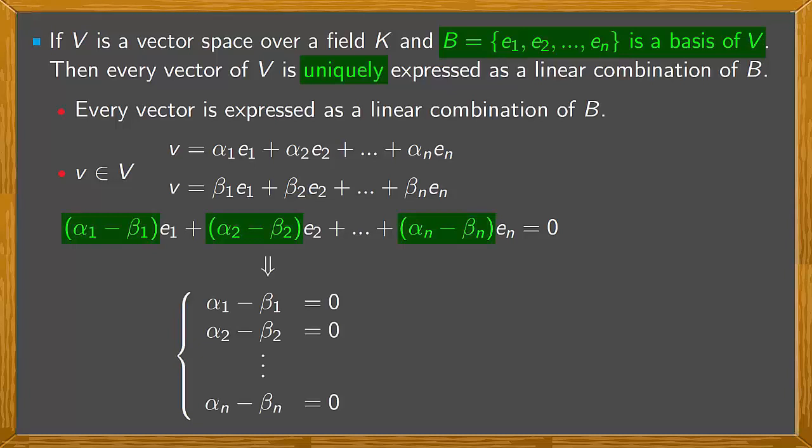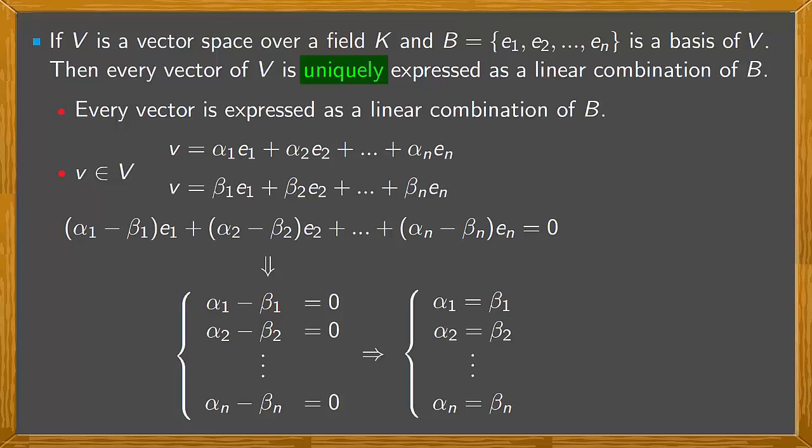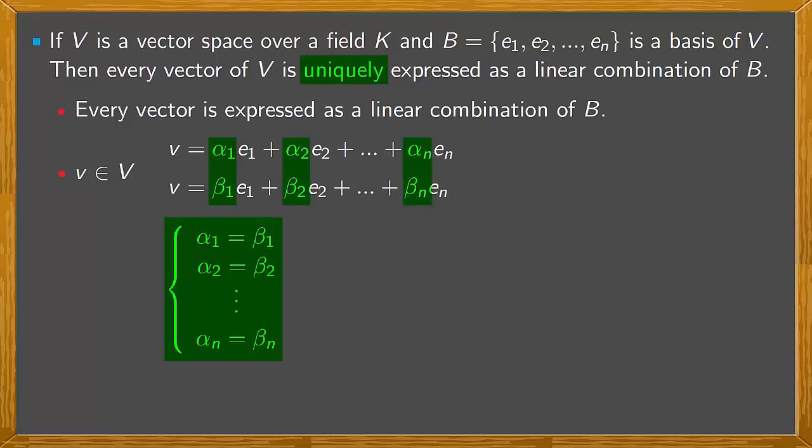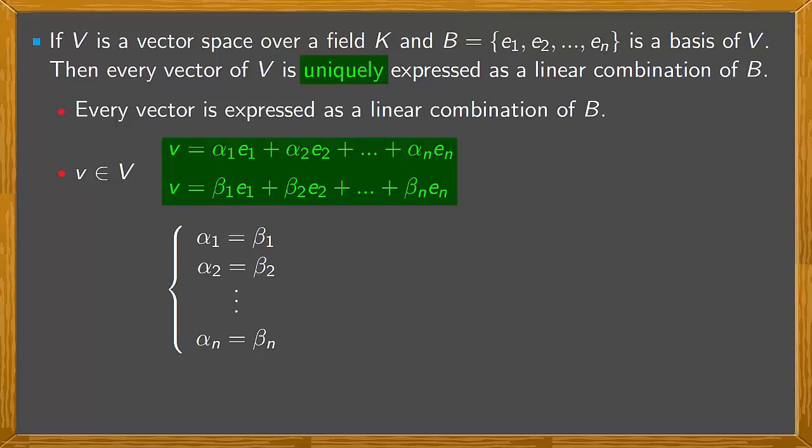And we have alpha 1 minus beta 1 equals 0, alpha 2 minus beta 2 equals 0, and all the way up to alpha n minus beta n equals 0, from which alpha 1 equals beta 1, alpha 2 equals beta 2, and so on, up to alpha n equals beta n. Thus we've shown that the alpha i's are equal to the beta i's, and so it follows that the previous expressions are the same. We've shown that the expression as a linear combination of a vector v with respect to a base is unique.